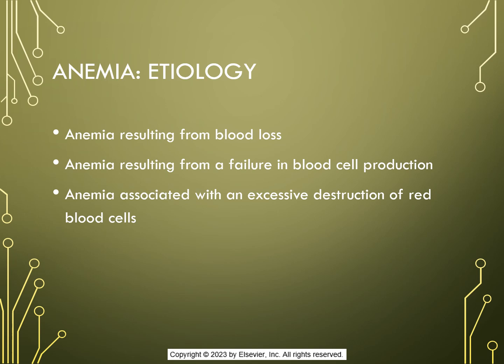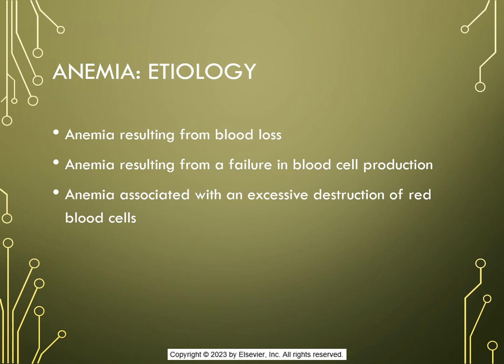There are three major classifications of anemia according to cause: anemia resulting from blood loss, anemia resulting from a failure in blood cell production, and anemia associated with a destruction of red blood cells. Rapid, severe bleeding will lead to anemia due to blood loss, hypovolemia, and potentially shock.